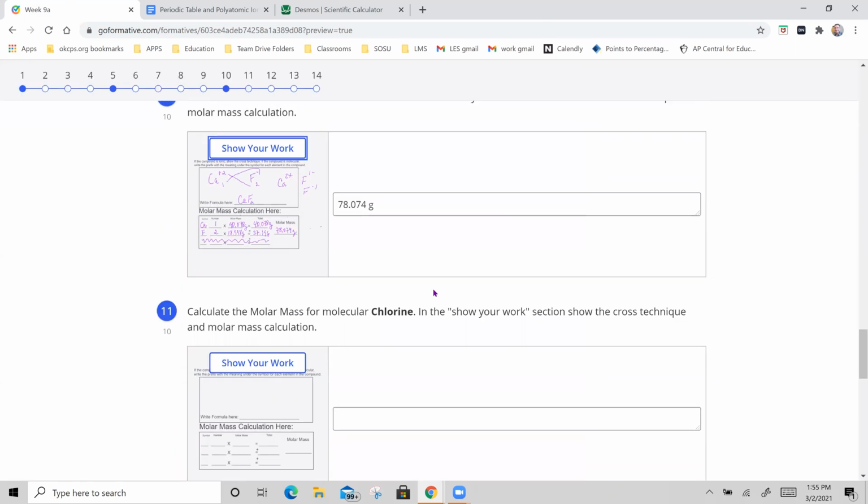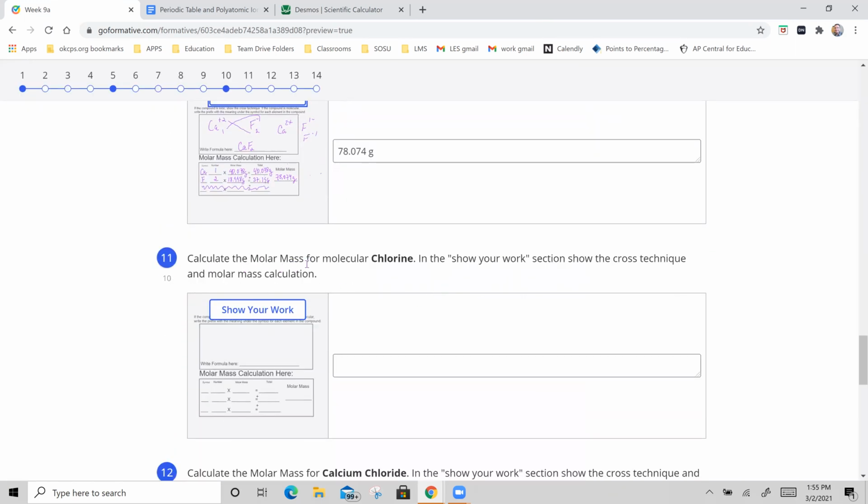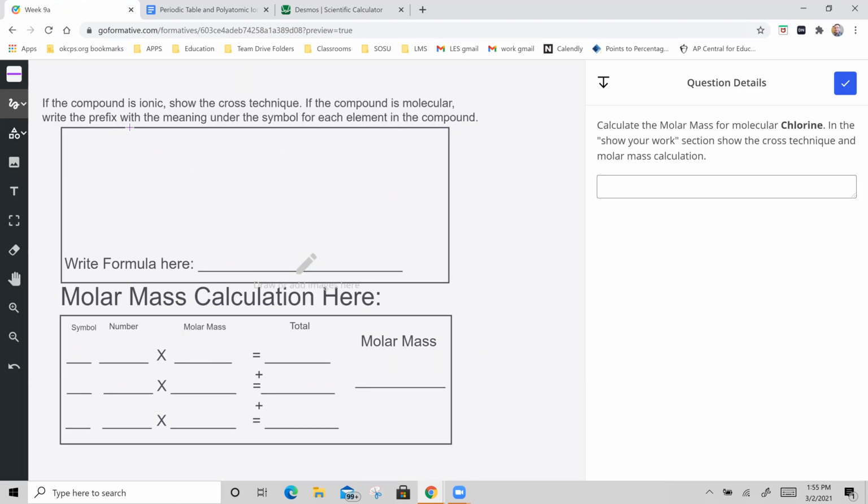So let's go to the next one. It says calculate the molar mass for molecular chlorine. Okay, so we're going to do that. If the compound is ionic, show the cross technique. If the compound is molecular, write the prefix with the meaning under the symbol. In this case, we have chlorine. And molecular chlorine is actually, chlorine is a diatomic. So what you can write here is diatomic. And so the formula for chlorine is Cl2. There's nothing to show because chlorine is a diatomic.